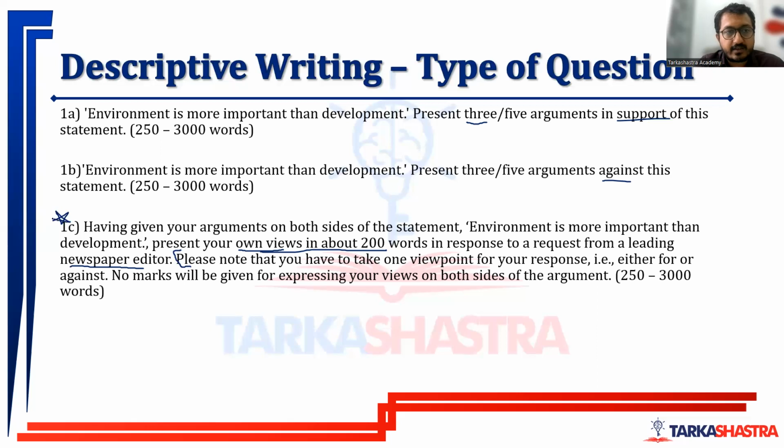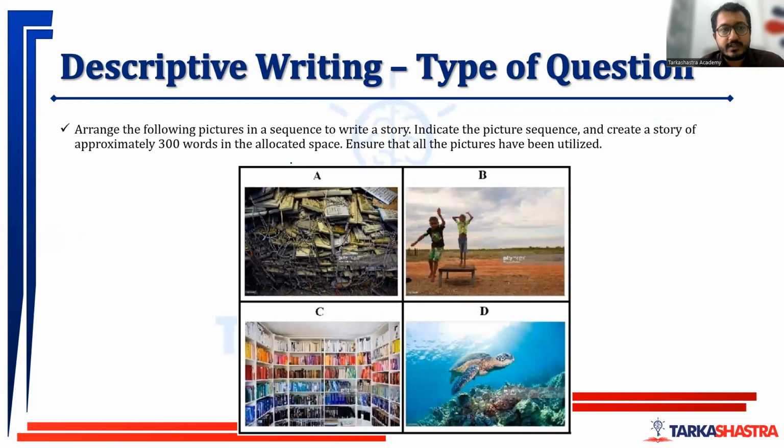This is a bit difficult. Because if there is a topic given, you can think about 3 or 5 arguments in favor and 3 or 5 arguments against it. But now here you have to post your own views, and it is requested by a leading newspaper editor. So how do you write a newspaper article, all those skills are also tested here. Okay, followed by that, one more question is there. Arrange the following pictures in a sequence to write a story. Indicate the picture sequence and create a story of approximately 300 words in the allocated space. Ensure that all the pictures have been utilized.